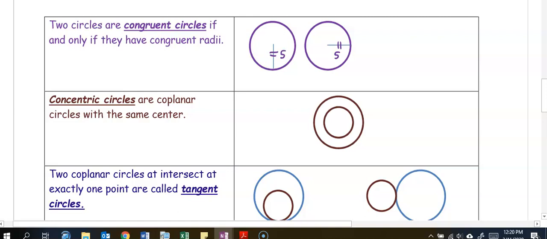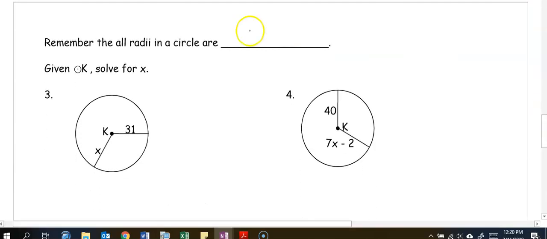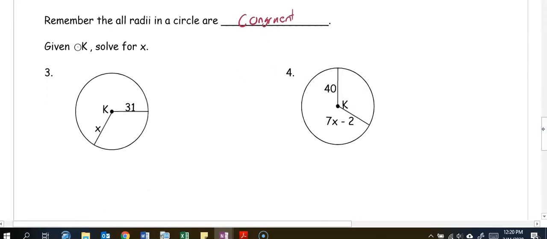Concentric circles are circles that are coplanar with the same center. So they're going to be two circles that kind of look like a bullseye. And then we have tangent circles. Tangent circles can intersect each other in one spot. We can have tangent circles where one circle is inside the other, and we can have circles that are tangent where one is outside of the other. An important thing to remember about a radius is that all radii in your circle are going to be congruent. Anytime you are given a circle, all lines drawn from the center to the edge of the circle are going to be congruent.